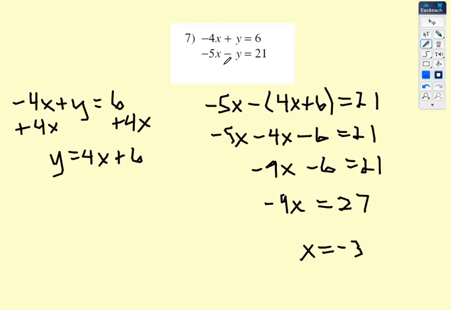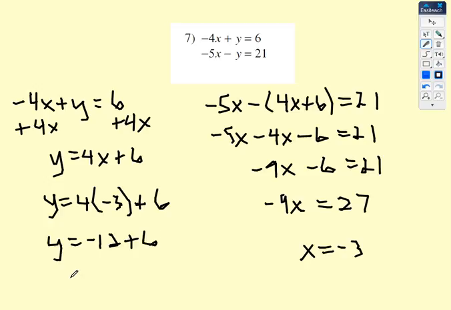Now that I've found that x equals negative 3, I'm going to plug that into any one of these equations. I could also plug it into the equation where I solved for y, and that looks like it would be the easiest one, so that's what I'm going to do. y equals 4 times negative 3 plus 6. So y equals negative 12 plus 6, and y equals negative 6. So my solution is negative 3 and negative 6.